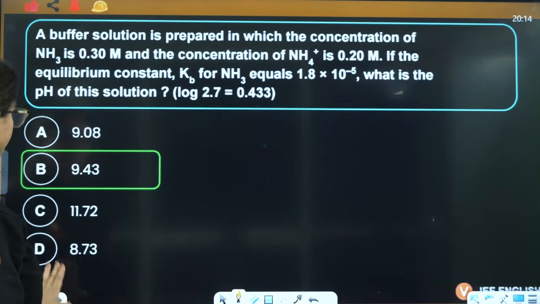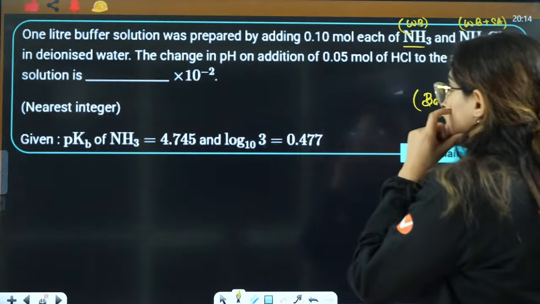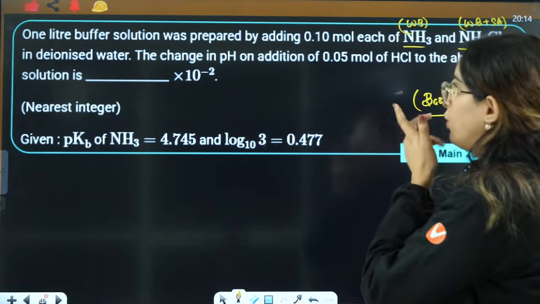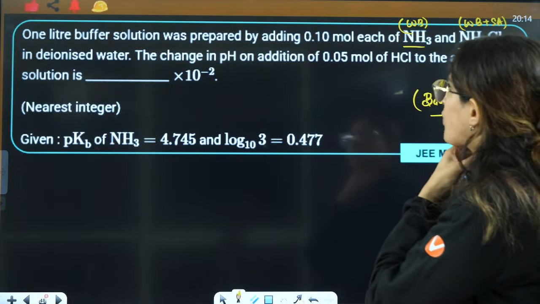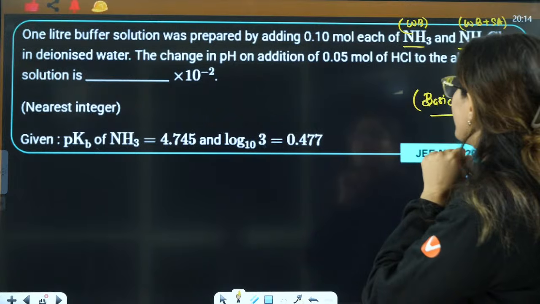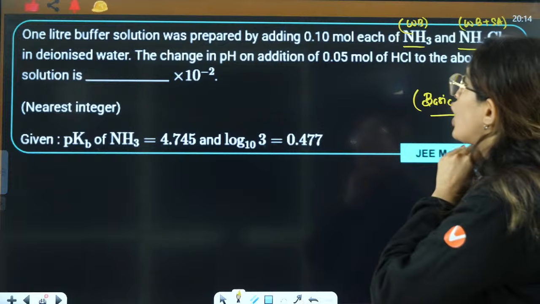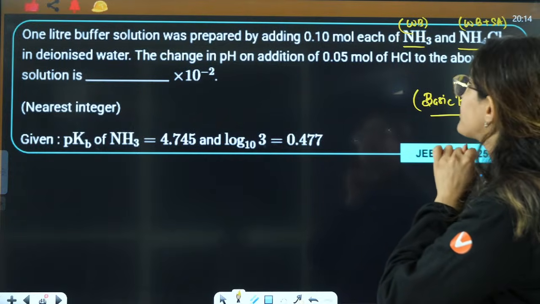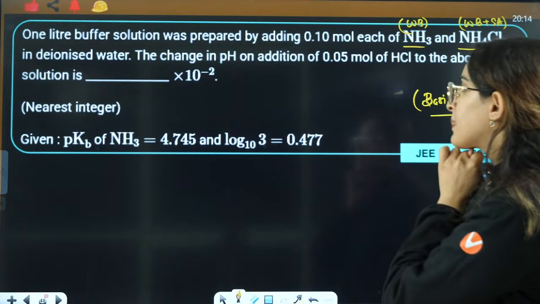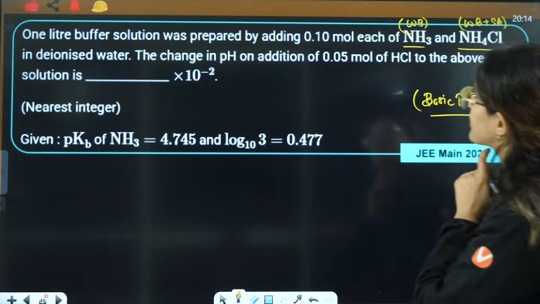But here, in deionized water, the change in pH on addition of 0.05 mole of HCl to the above solution is this. Change in pH is this, okay? pKb of the solution is given and this is given, okay? Right.